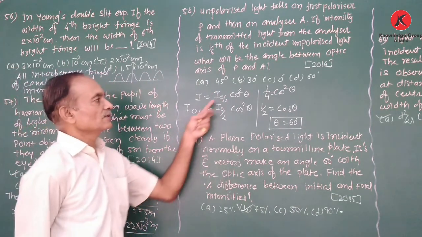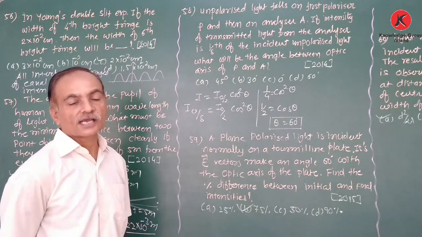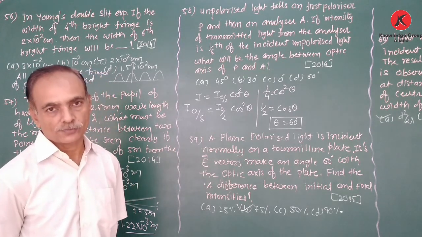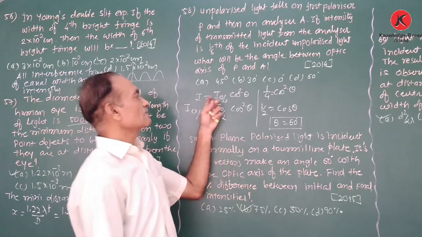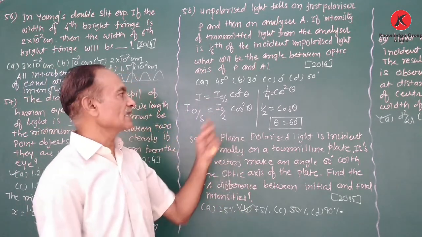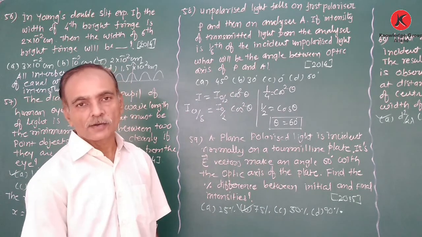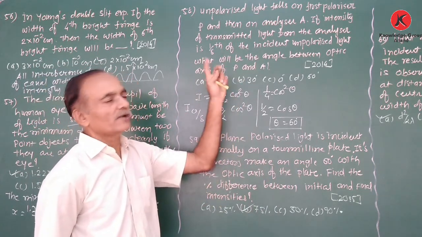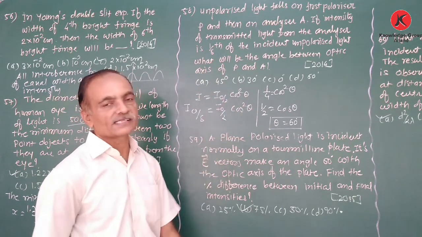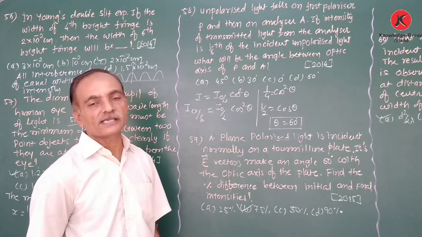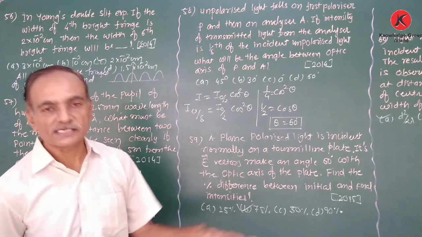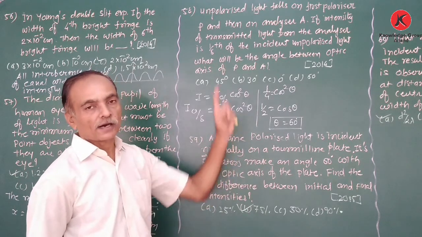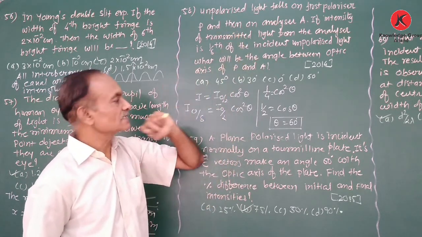Again, the Malus law: the intensity of the light coming out from the analyzer, I, is equal to I0 by 2 cos square theta. Theta is the angle between the axis of polarizer and analyzer. Here, the light first passes through the polarizer and then the analyzer. Therefore, we take the I0 by 2, that is the half intensity of the light emerging from the polarizer, and I0 is the intensity of unpolarized light.